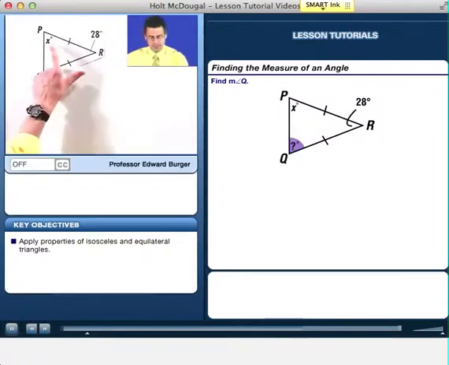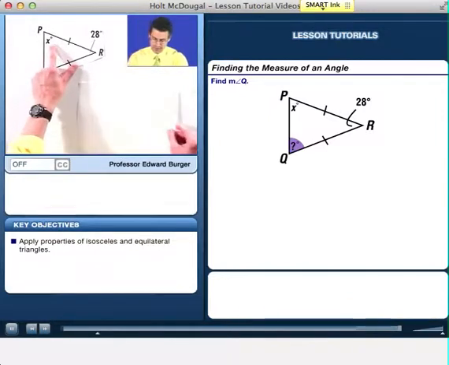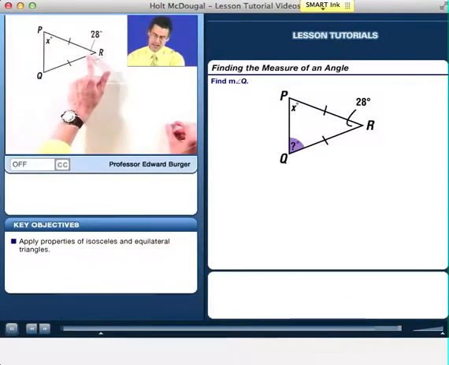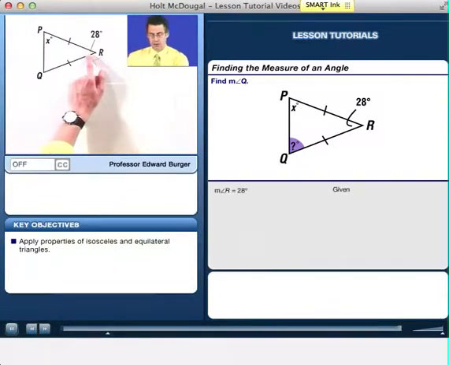I know that the measure of this angle P seems to be x degrees, but x is an unknown. But I do know that the angle of this R has measure 28 degrees. Is there any way to use that information? But wait, there's one more thing that we know.